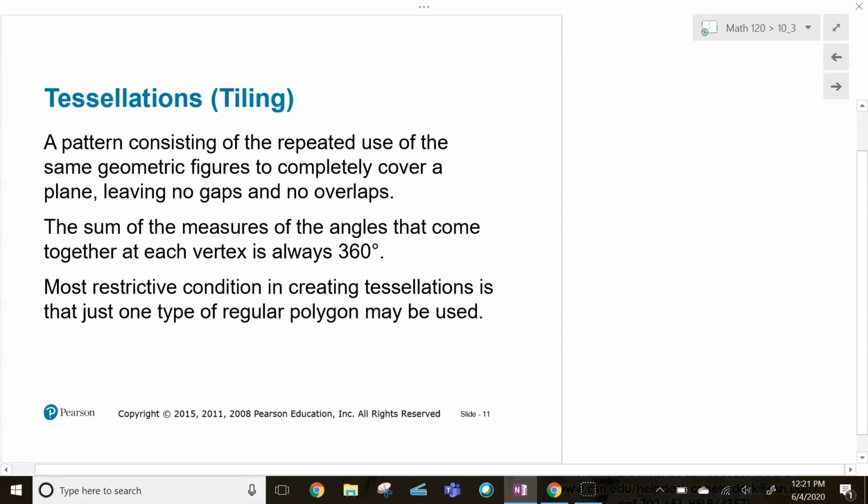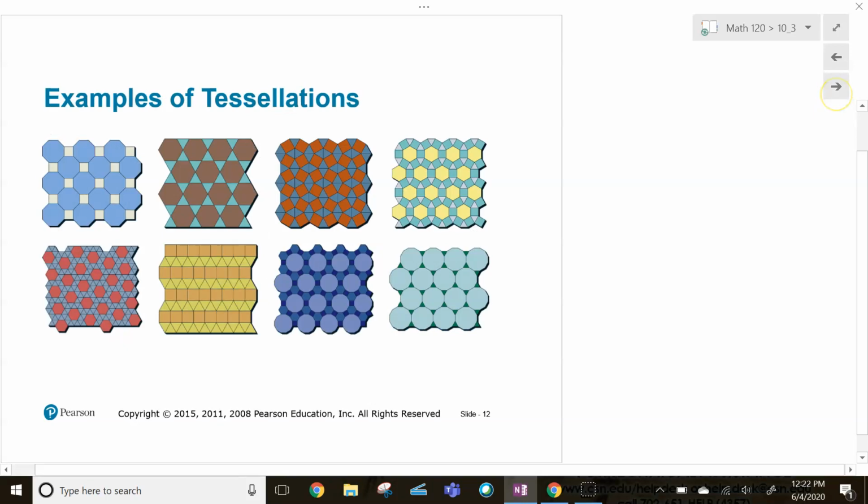Okay. All right, let's move into tessellation. So a tessellation is a pattern consisting of the repeated use of the same geometric figures to completely cover a plane, leaving no gaps, no overlaps. Now, the sum of the measures of the angles that come together at each vertex is 360 degrees. We'll give you a picture of this. Now, there is a restrictive condition in creating tessellations, that only one type of regular polygon may be used. So let's look at some tessellations here.